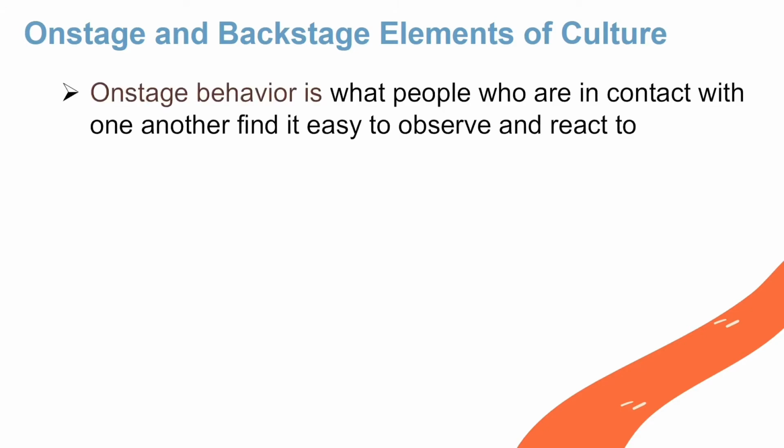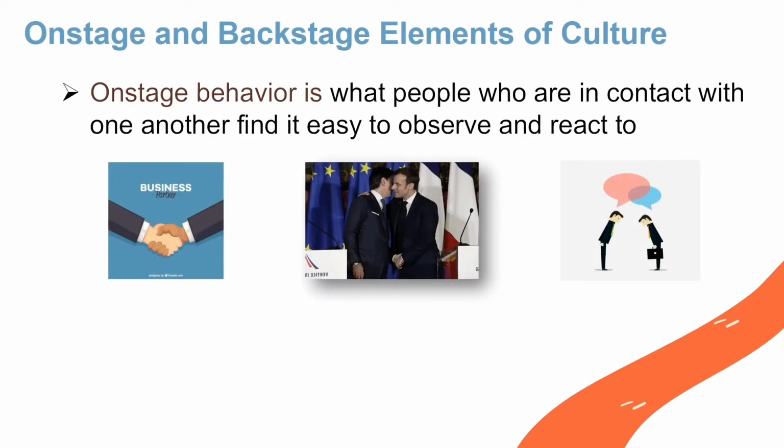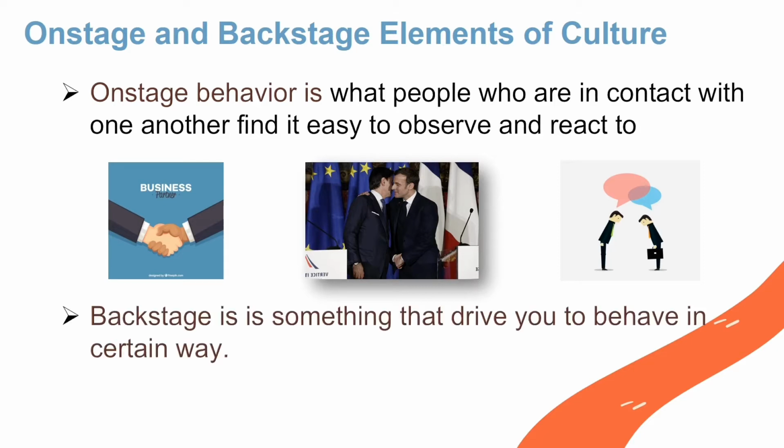Now let's move on to the on-stage and backstage element of culture. First, we need to understand its definition. On-stage behavior refers to what people who are in contact with one another find easy to observe and react to. In short, it is something that is easily identifiable. For example, shaking hands and bowing are examples of on-stage behavior. While backstage behavior is something that drives you to behave in a certain way. The way people make decisions or accomplish tasks is an example of backstage behavior.